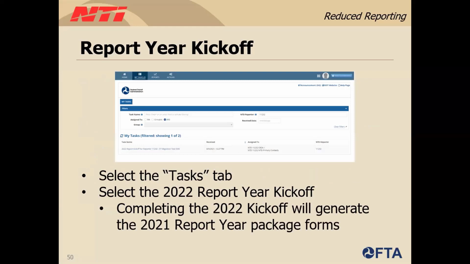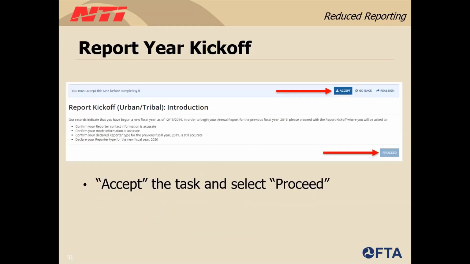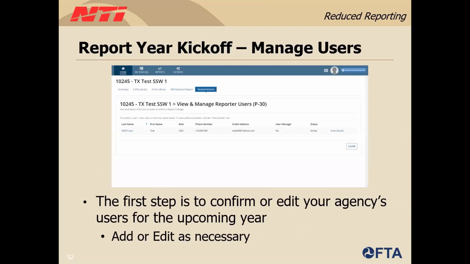First, the CEO or NTD contact will select the Task tab. You will complete the 2022 Report Year Kickoff to generate the 2021 Report Package Forms. You will first need to accept the task and select Proceed. The first step in this process is confirming or editing your agency's users for the year. You can add users or edit existing contact information as needed.